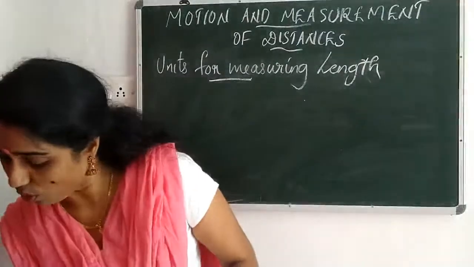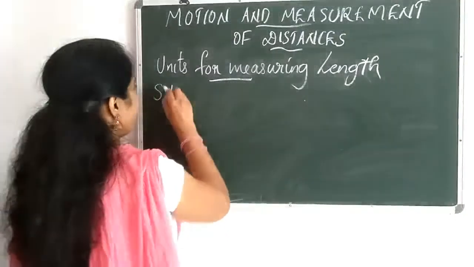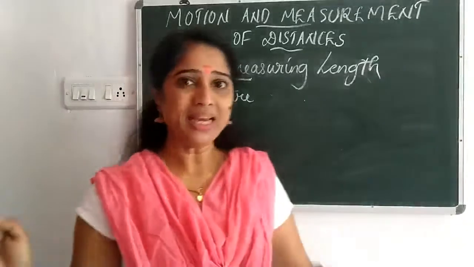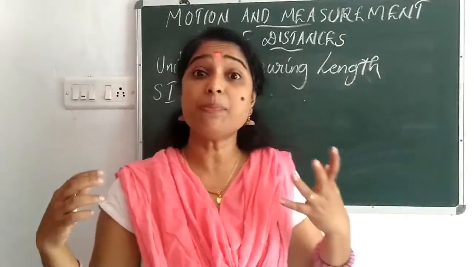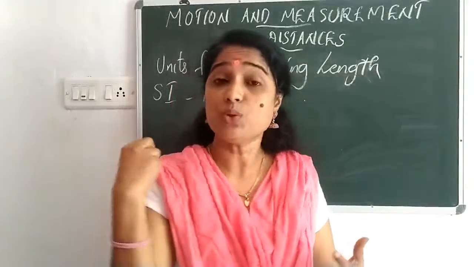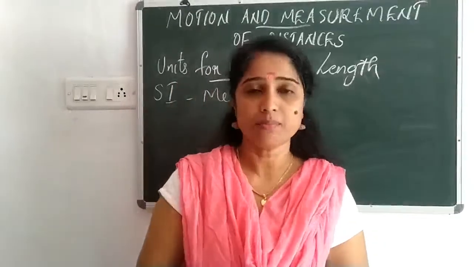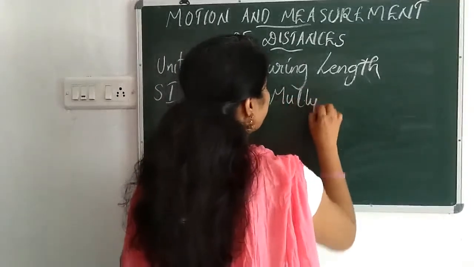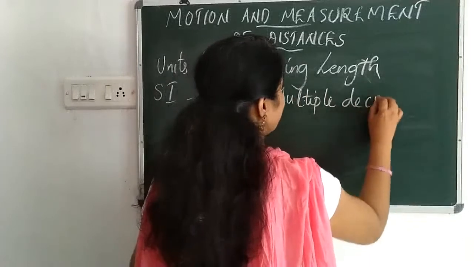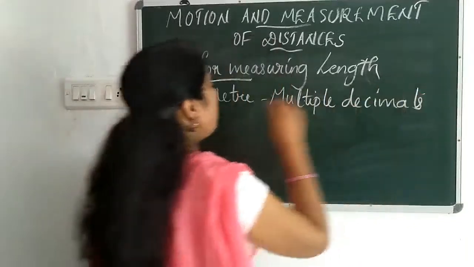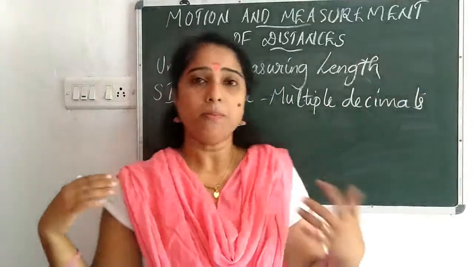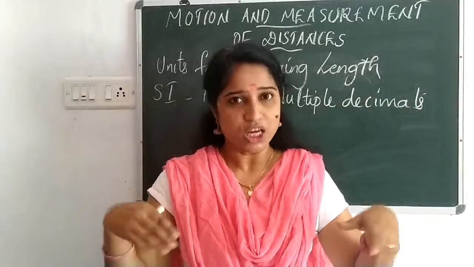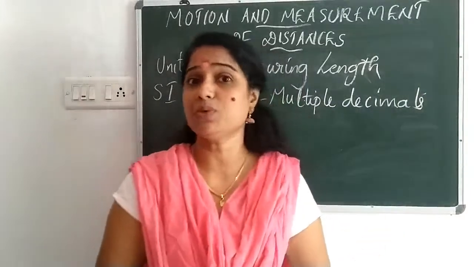And the SI unit for length, it is what? SI unit of length is the meter. And there are so many multiple units for calculating the length. Multiple decimals are there. In mathematics, you have already studied about it. Multiple decimals are there for the meter. All the time we are not using the term meter. Instead of that, we are using some other terms also.